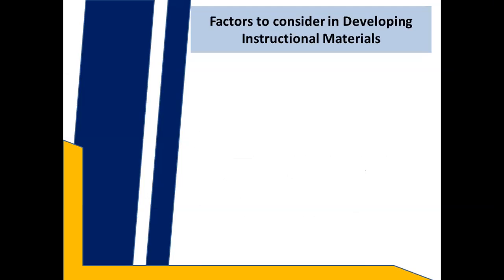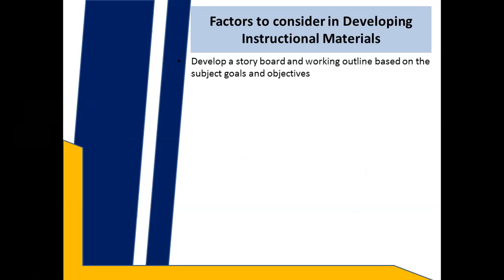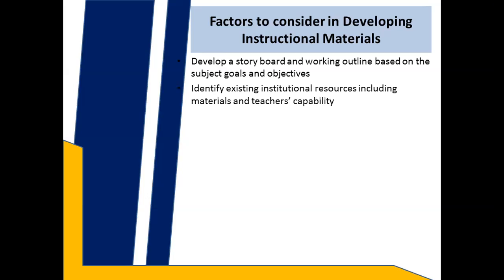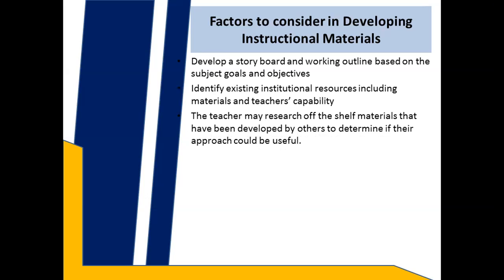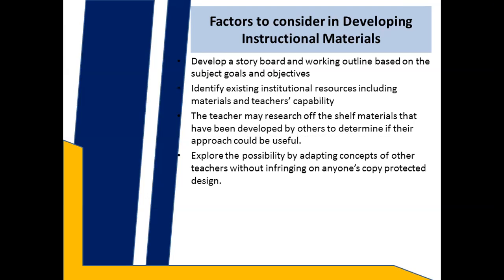Next subtopic is about the factors to consider in developing instructional material. Number one, develop a storyboard. That is, develop a storyboard and work outline based on the subject goals and objectives. It's the basic one. Next is to identify existing institutional resources, including the materials and teachers' capability. And then the teacher may research off-the-shelf materials developed by others to determine if their approach could be useful, and explore the possibilities by adapting concepts of other teachers without infringing on anyone's copy-protected design.